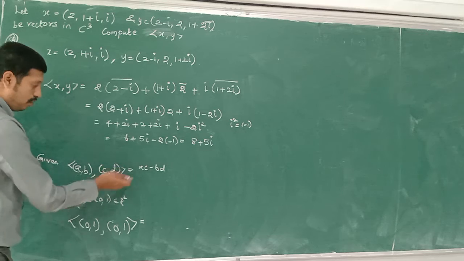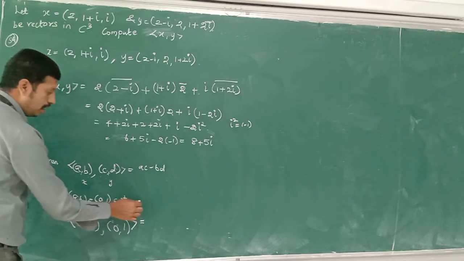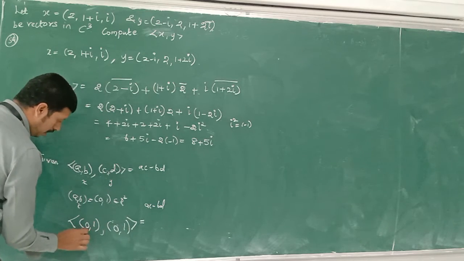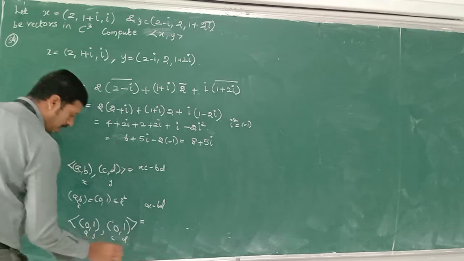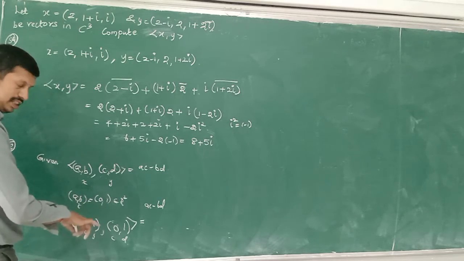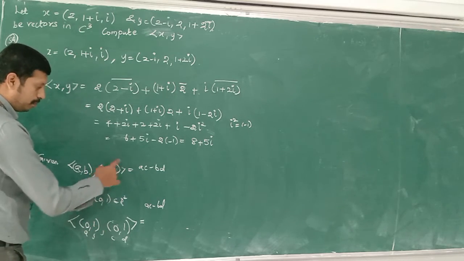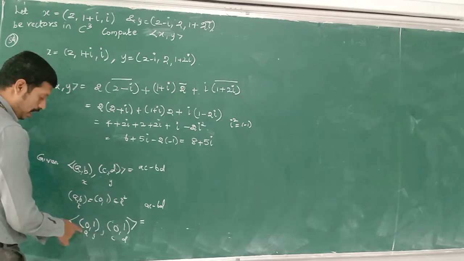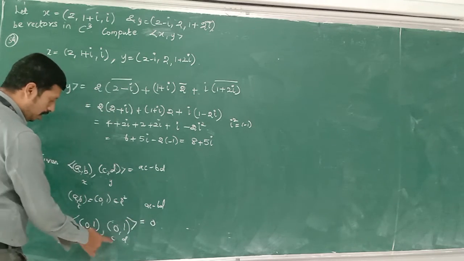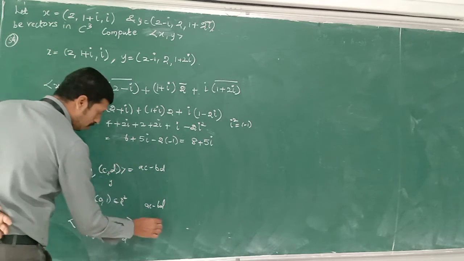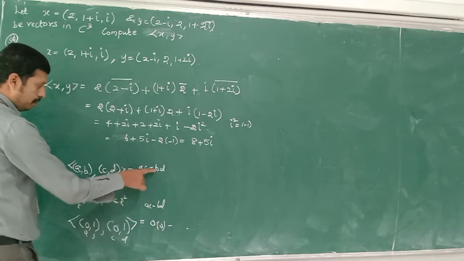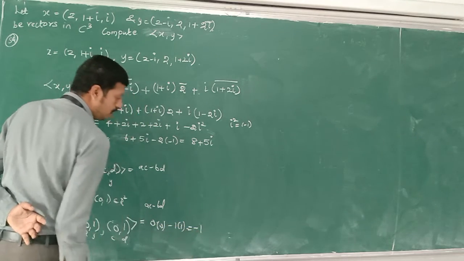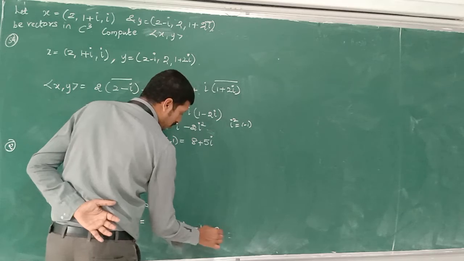Now we have this formula, right? AC minus BD. This is A, this is B, this is C, this is D. You have to consider like this. From the definition given in the problem, we are considering it like this. So here A is 0, C is 0, so 0 into 0, minus B is 1 and D is 1, so 1 into 1. Totally we are getting minus 1, so it is not equal to 0.